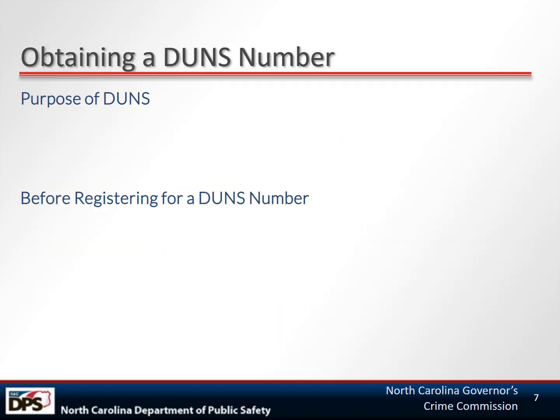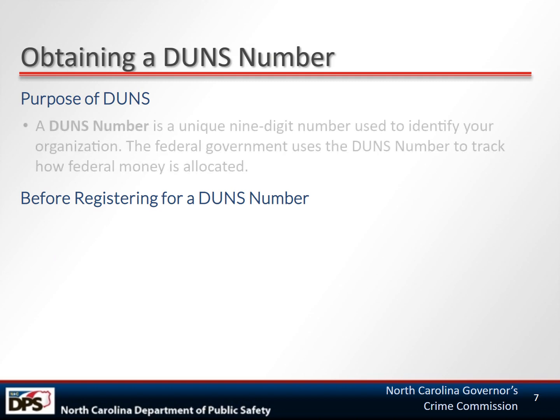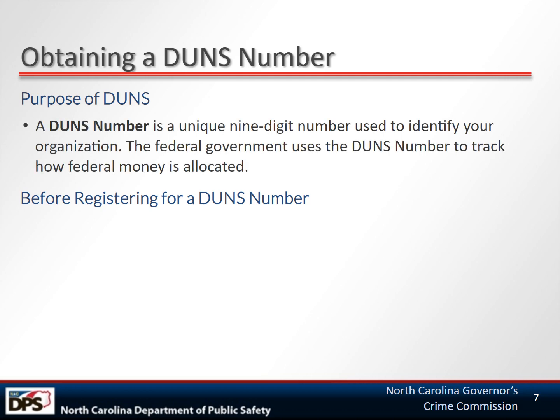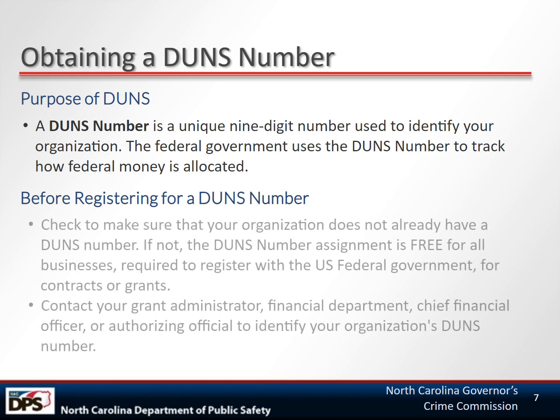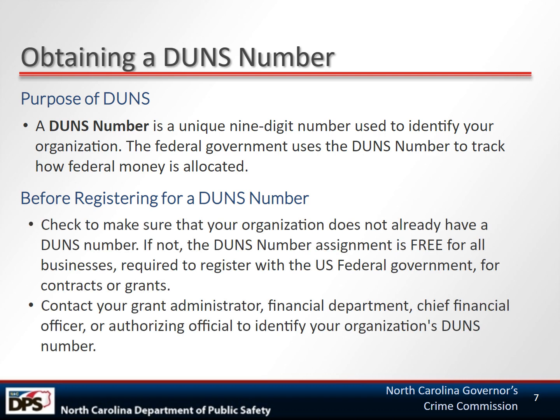Now that you've registered for an NCID and created a username, you'll need to register for a DUNS number. The DUNS number is a unique 9-digit identification number for each physical location of your business. Before registering, check to make sure that your organization does not already have a DUNS number. If not, the DUNS number assignment is free for all businesses required to register with the U.S. federal government for contracts and grants.